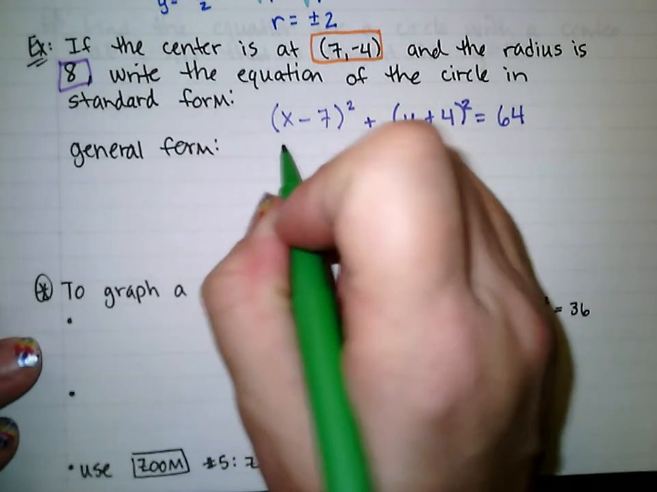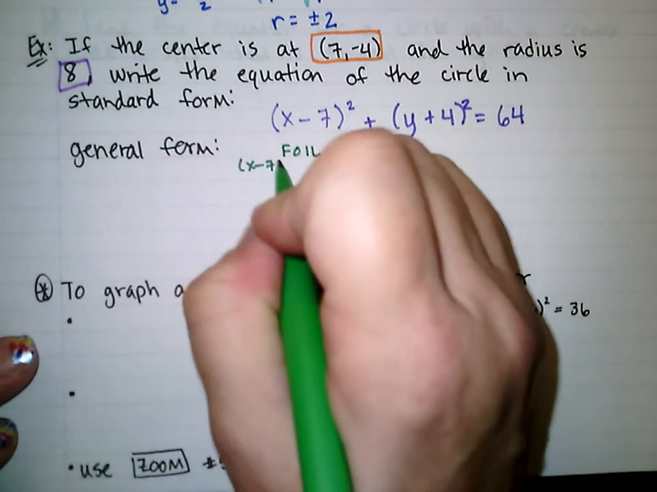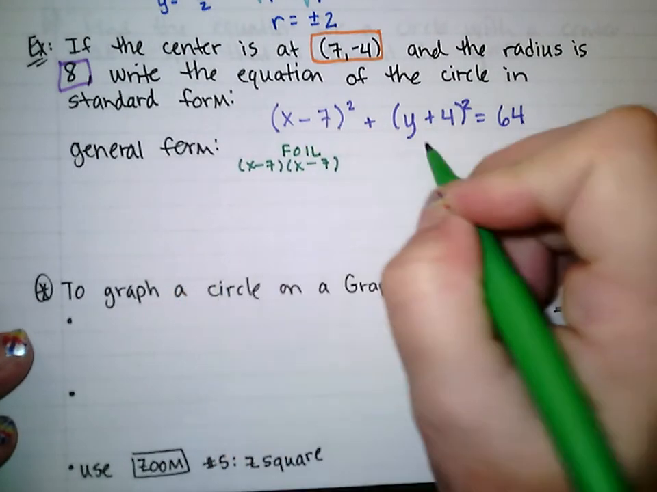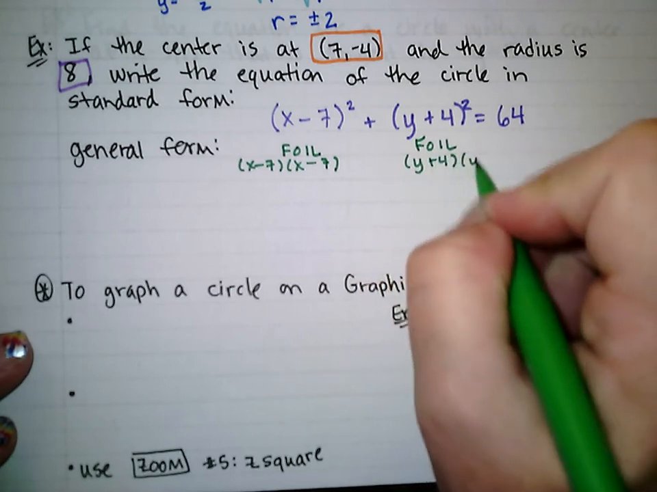So what we're going to do is we will FOIL the (x - 7)², and we will FOIL the (y + 4)².